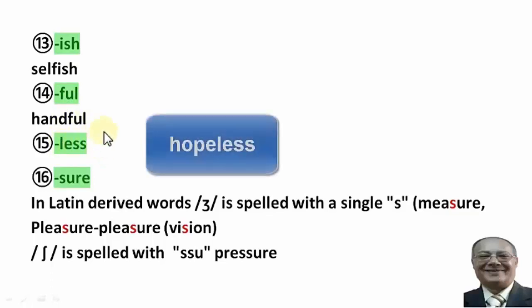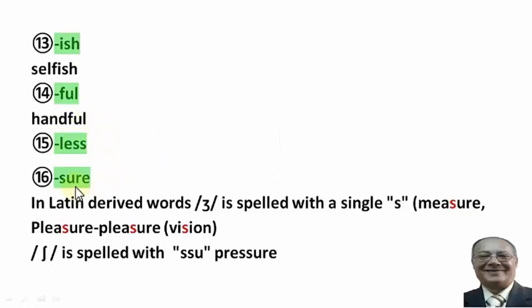L-E-S-S, hopeless. S-U-R-E: in Latin derived words, zh is spelled with a single S: major, pleasure, and vision. Sh is spelled with S-S-U: pressure.